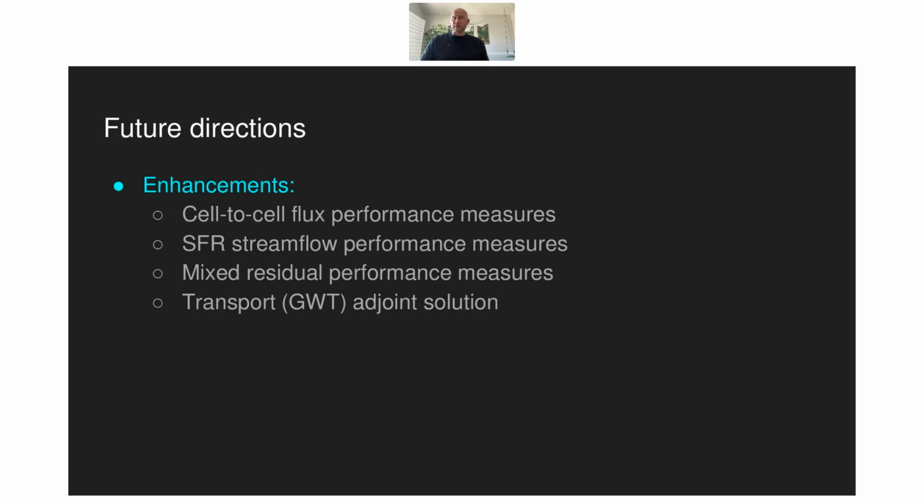I would like to see some mixed residual performance measures. So we could use not just heads as the objective function, but heads and fluxes in the objective function. And then I think long-term, we really want to get to a transport adjoint solution so that we can use concentration or mass as the performance measure, and we can propagate that through to see how K and recharge and storage affect those transport quantities.